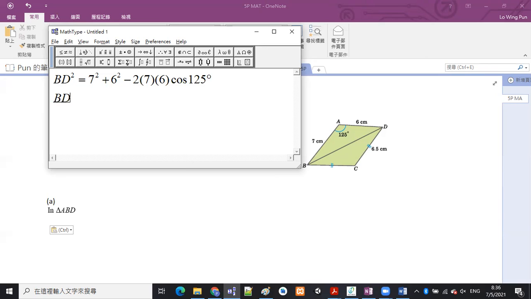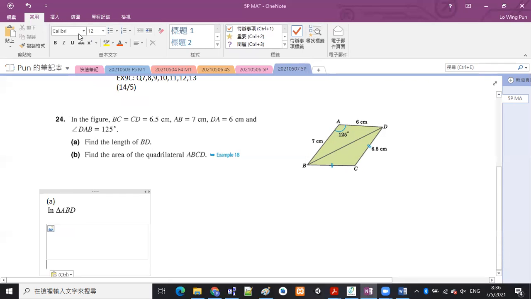So BD is equal to 11.54038217. And don't forget to save this to memory B, because this is the answer for part A. So we need to correct to what? 3 SF. So BD is equal to 11.5, and we have unit cm. This is 3 significant figures. Can you get this?